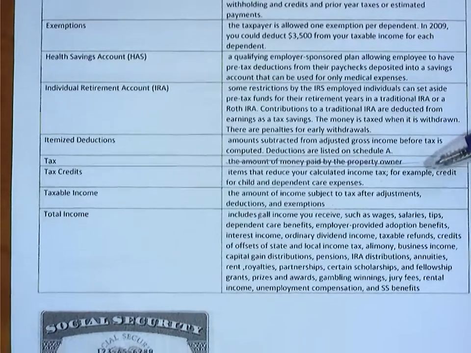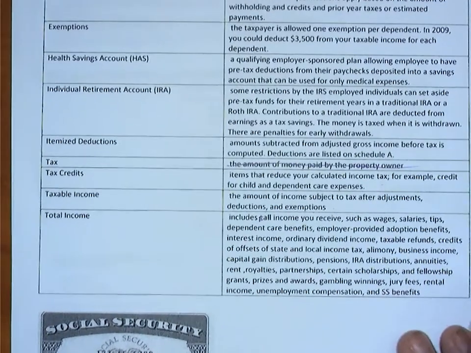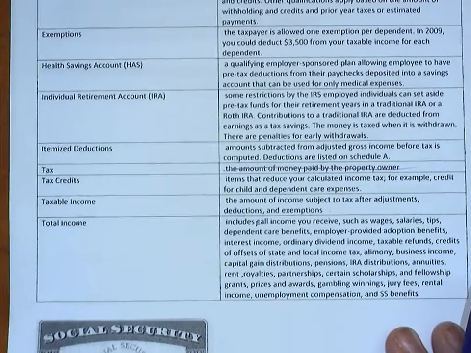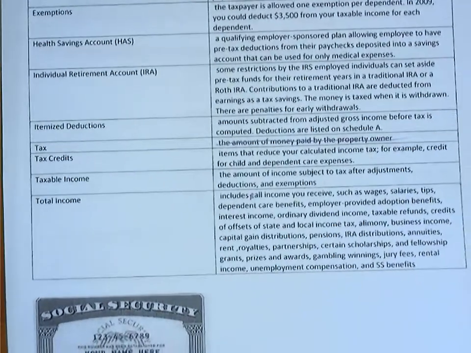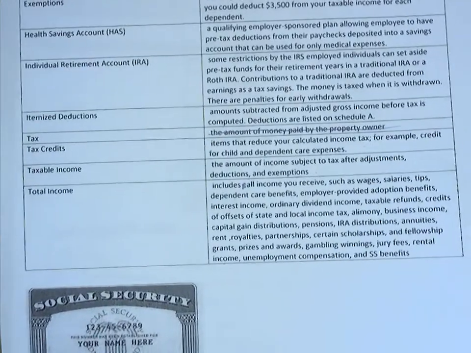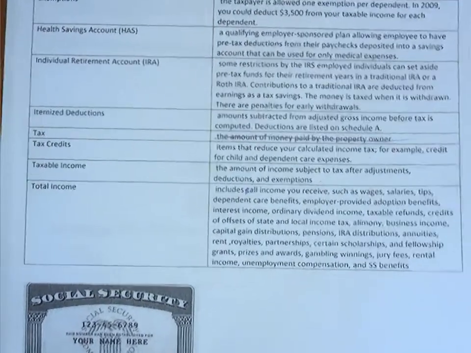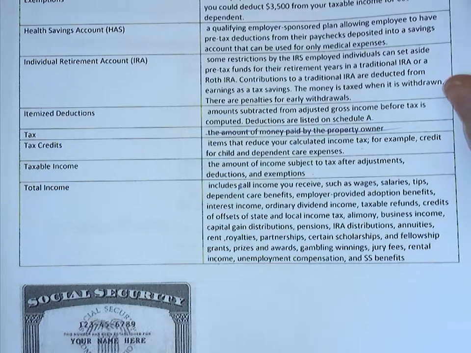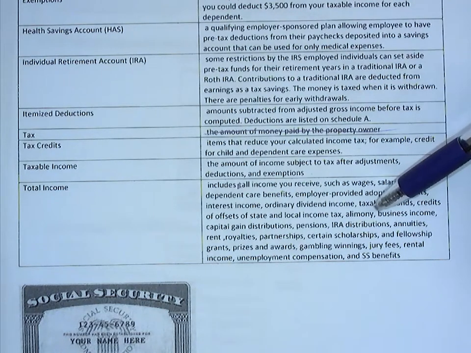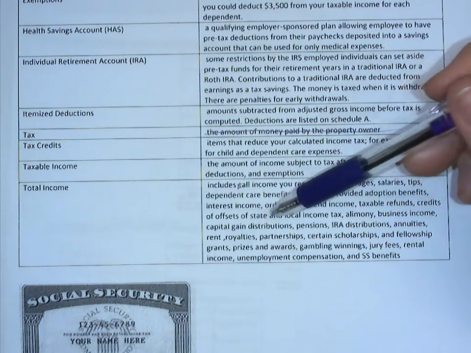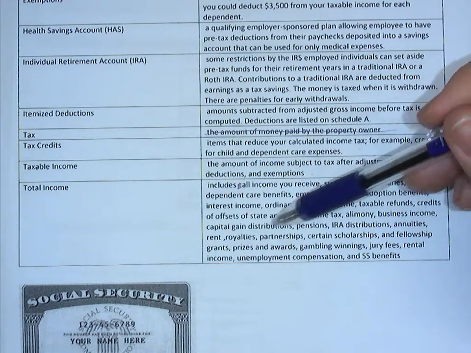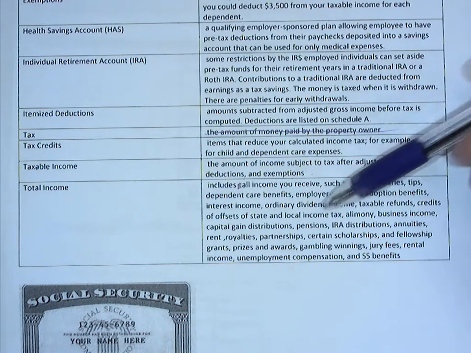Taxable income is the amount of income subject to tax after all the adjustments, and your total income is all the money that you receive: wages, salary, tips, any benefits you receive in the process of adoption, interest income, ordinary dividend income, things in here that are relevant to you. Alimony, that means if you get divorced and you get money from your spouse, you have to pay taxes on that. Any business income, and capital gains, which is what happens when you sell something and you make more money than a certain amount, they charge you for that.